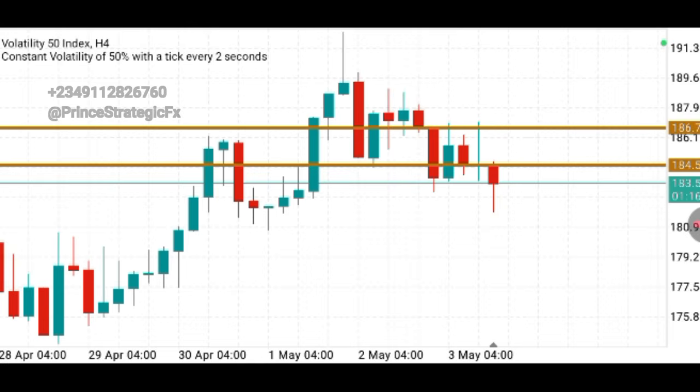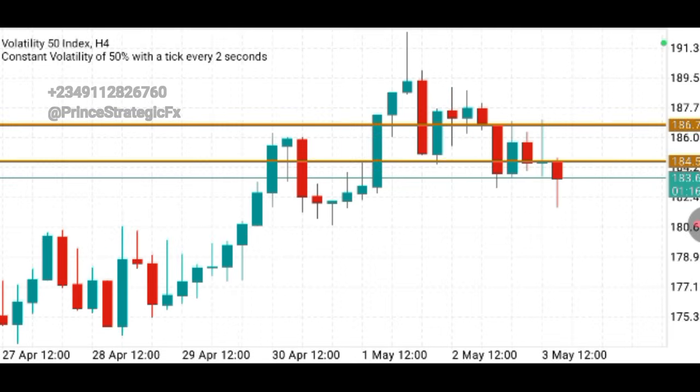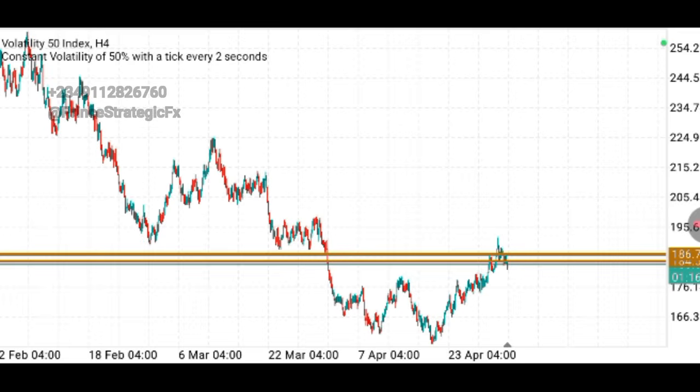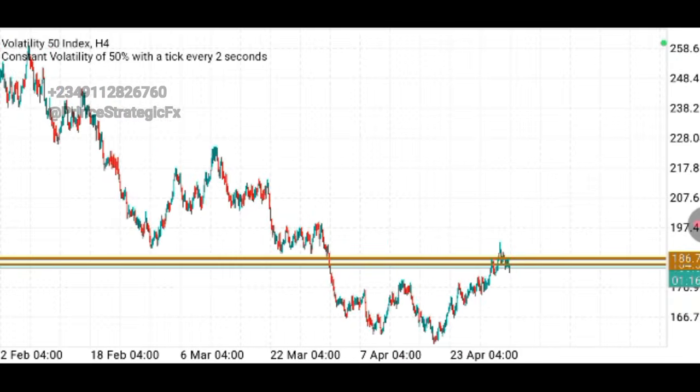Once you've done that, head over to H4. Now inside H4, I want you to zoom in entirely. Yes, this is what you need to do. Zoom in entirely, like to the extent that no one can see your candles, right? No one can see your candles.